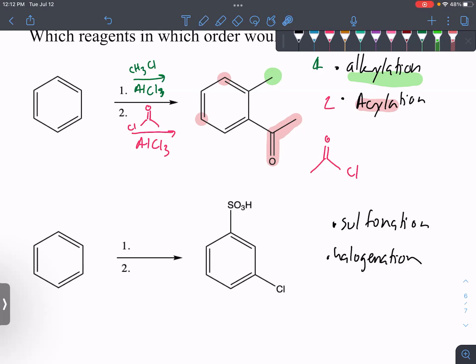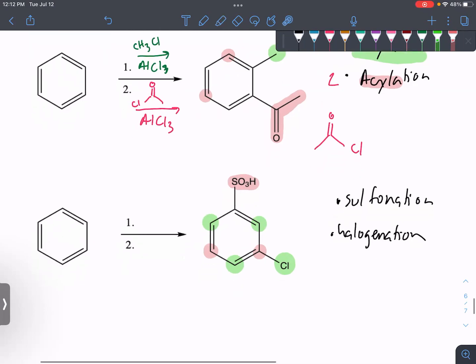So if you look at the SO3H, the SO3H directs meta. The Cl, all halogens are ortho-para directors. So the Cl was directing to those 3 carbons. The ortho-para carbons are completely empty. There's nothing that got added there. So the Cl had to be added second. If we did the Cl first, then the SO3H would be on an ortho or para carbon, but it's not. So we said sulfonation first.